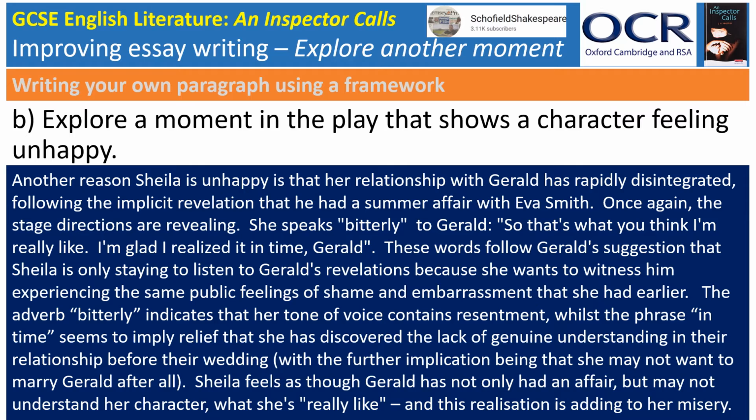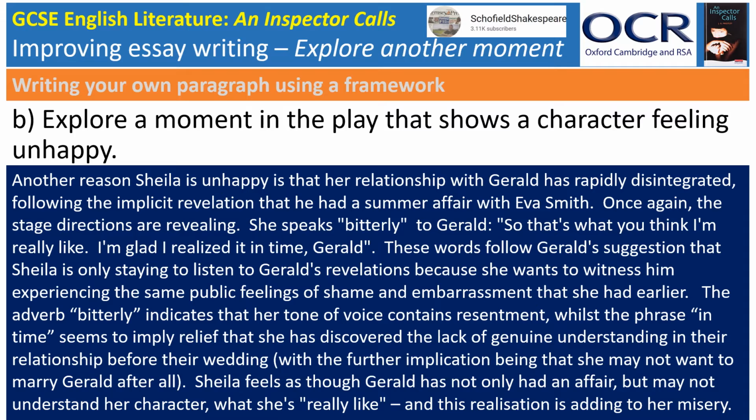The adverb "bitterly" indicates that her tone of voice contains resentment, whilst the phrase "in time" seems to imply relief that she has discovered the lack of genuine understanding in their relationship before their wedding, with the further implication being that she may not want to marry Gerald after all. Sheila feels as though Gerald has not only had an affair, but may not understand her character, what she's really like, and this realisation is adding to her misery.